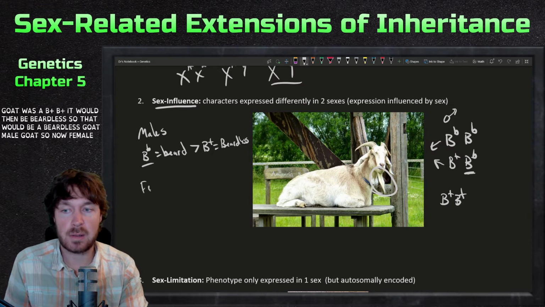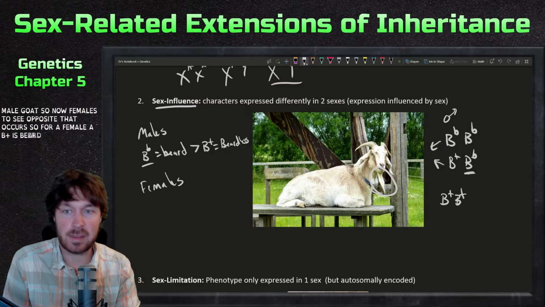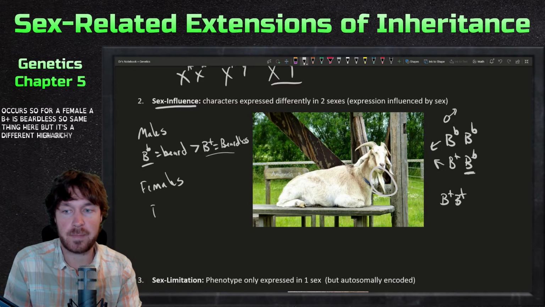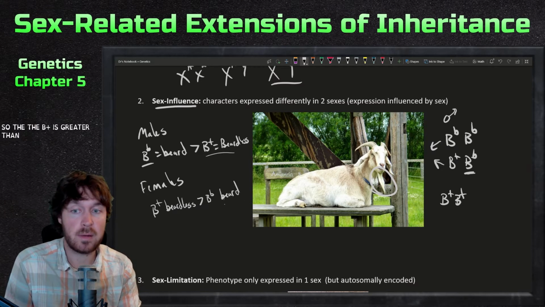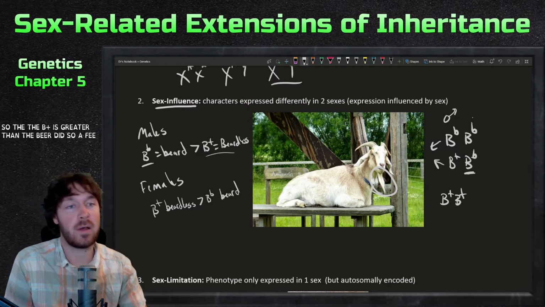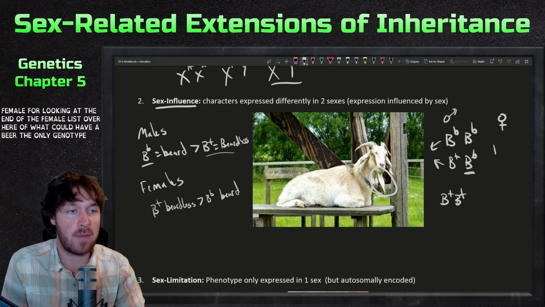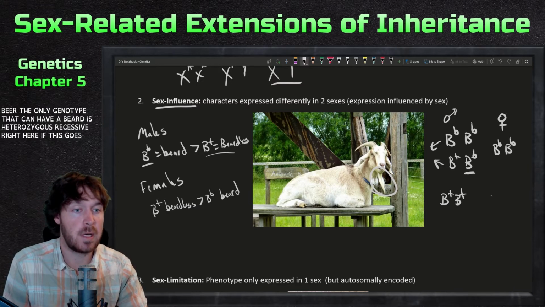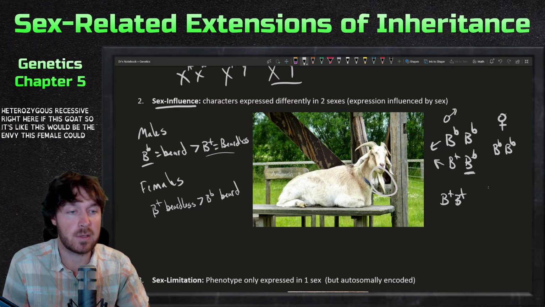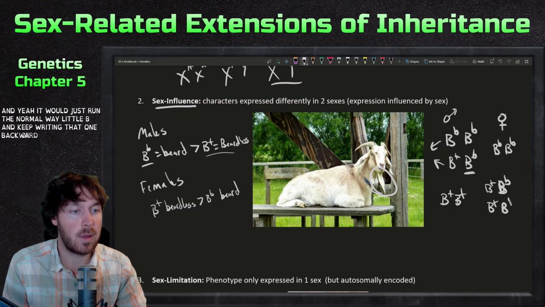So now females, it's the opposite that occurs. For a female, a B plus is beardless. So same thing here, but it's a different hierarchy. The B plus is greater than the bearded. So if we're looking at the female list over here of what could have a beard, the only genotype that could have a beard is heterozygous right here. This would be this female goat over here. So for beardless, it would just run the normal way. Oops, little b. I keep writing that one backwards, or the homozygous version.